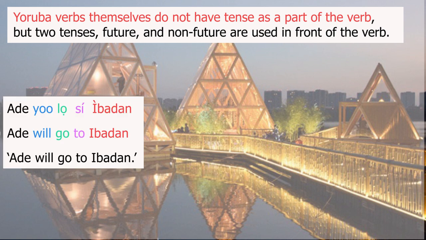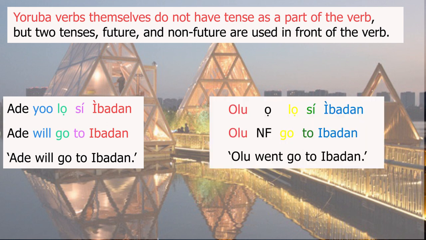Ade yo lo si Ibadan, meaning Ade will go to Ibadan. Yo, as you see here, goes before go. Si Ibadan, to Ibadan. In the second sentence here, Olu si Ibadan. O is the past tense. And in this sentence, Olu went to Ibadan.